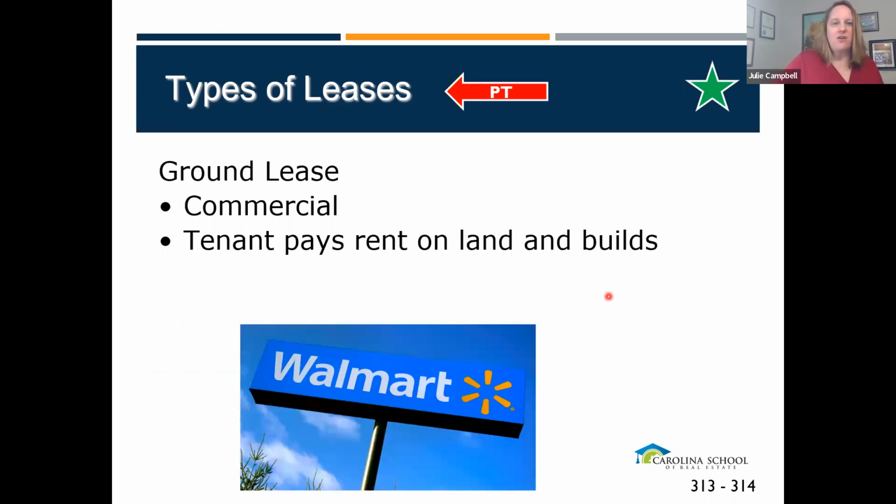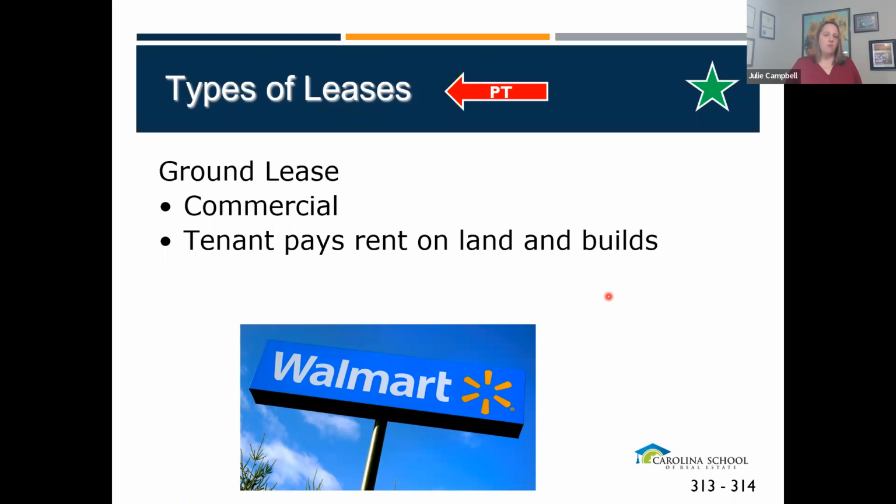Another type of lease is our ground lease. Again, a commercial lease. In this lease, the tenant pays rent on the land and then they build. So the tenant rents the land and then they build the structure. These are long-term leases. Sometimes we're talking about 99 years.